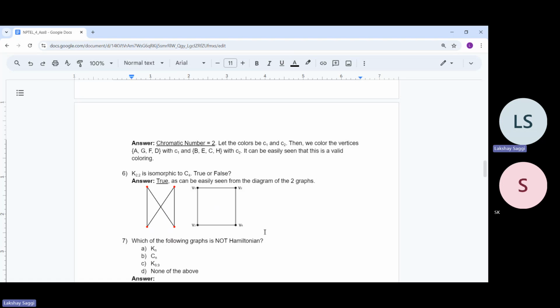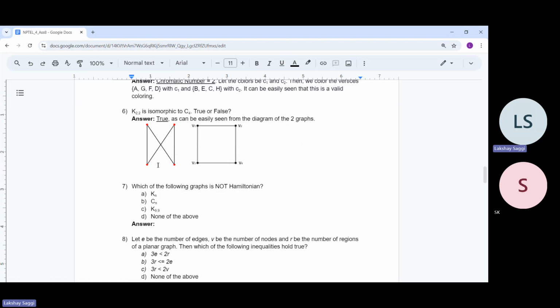Okay, so I hope the sixth question is clear to everyone, and now we can move on to the seventh question. The seventh question asks us which of the following graphs is not Hamiltonian. We are given a bunch of graphs in options A, B, C, and D is none of the above. And now we need to answer which of the following are not Hamiltonian.